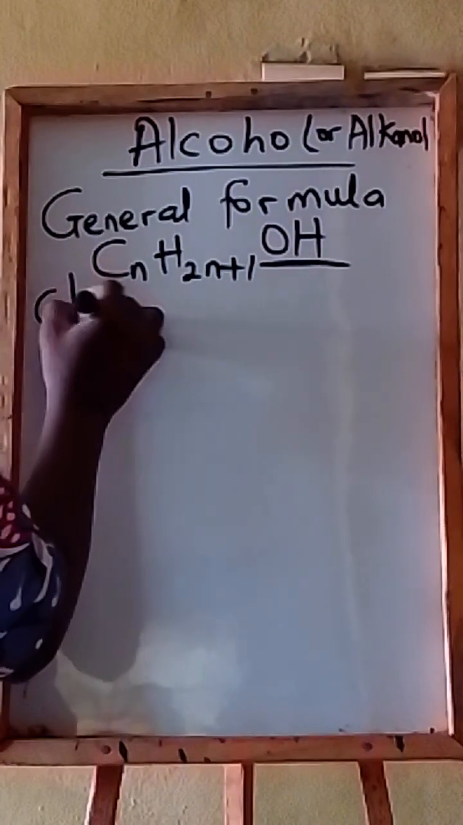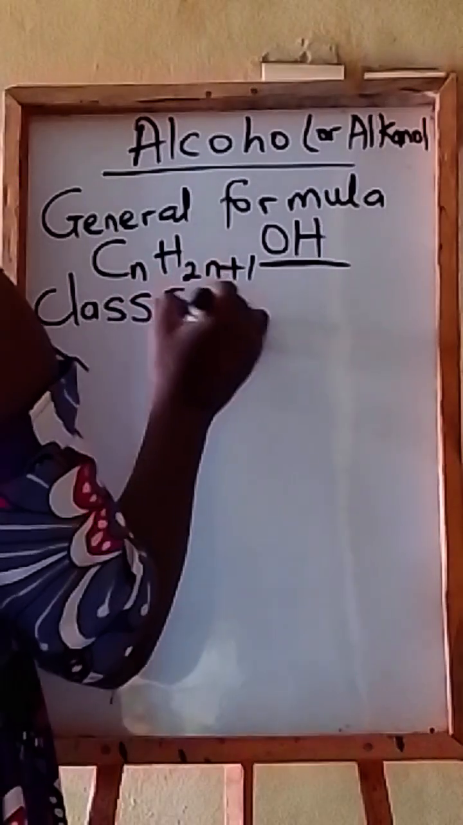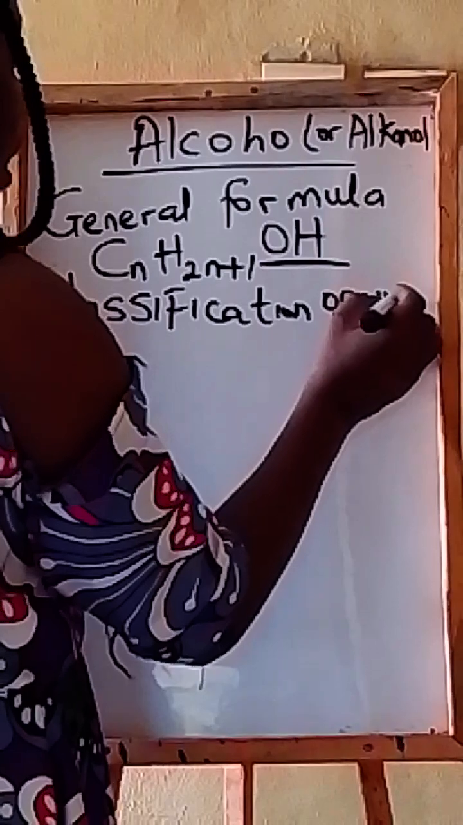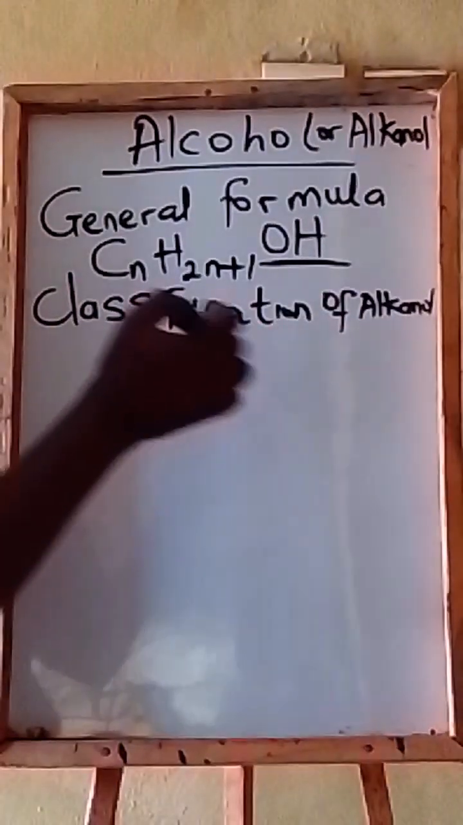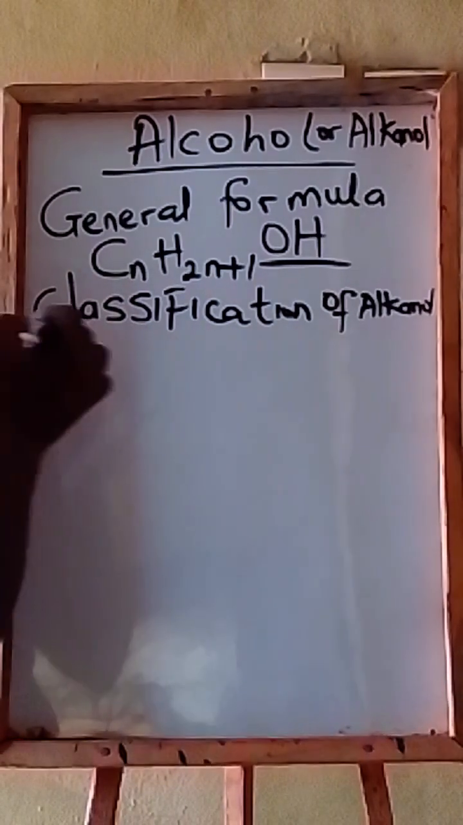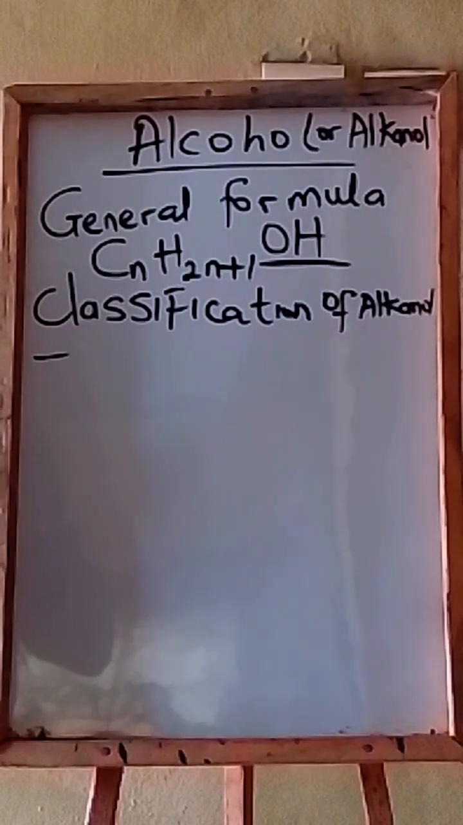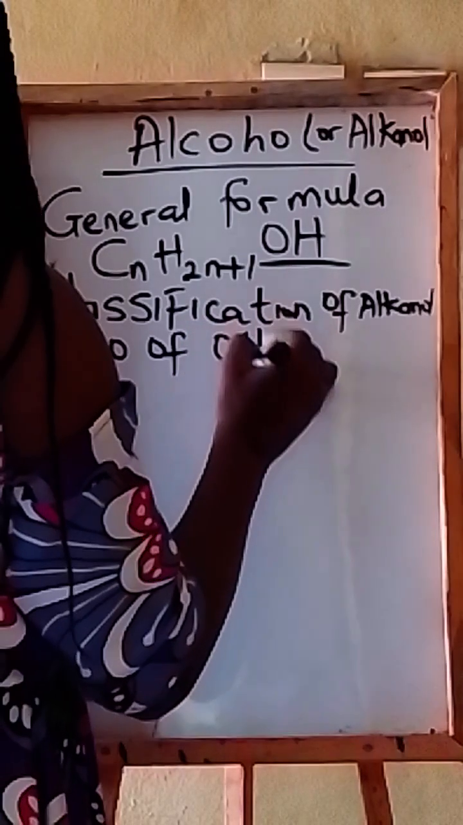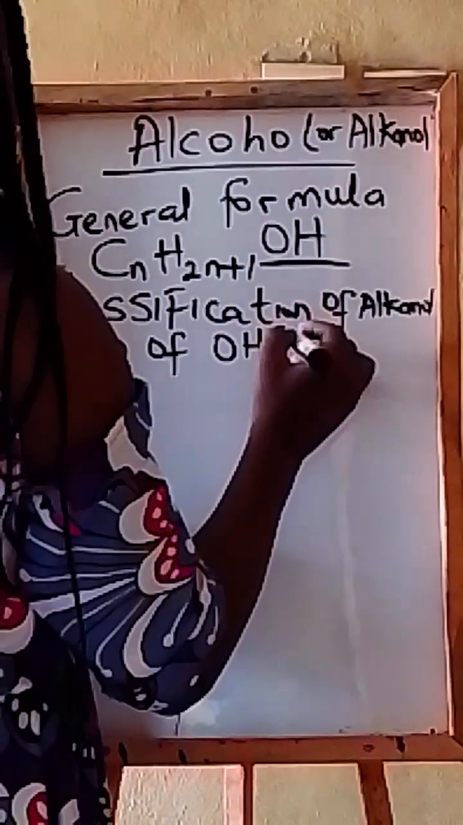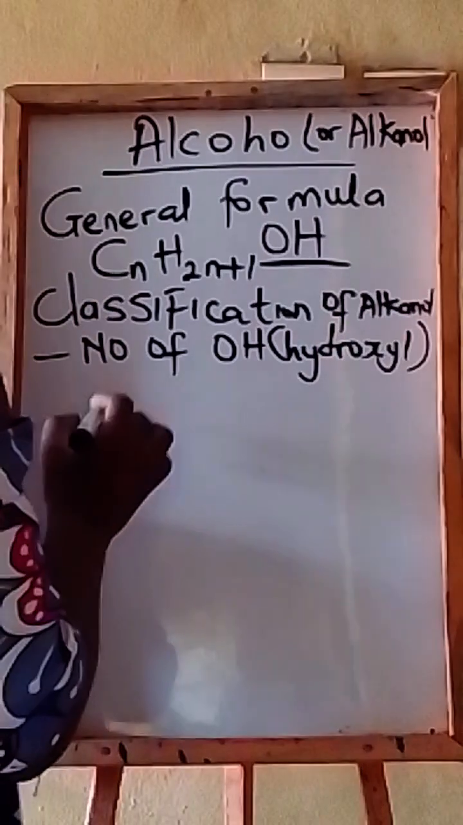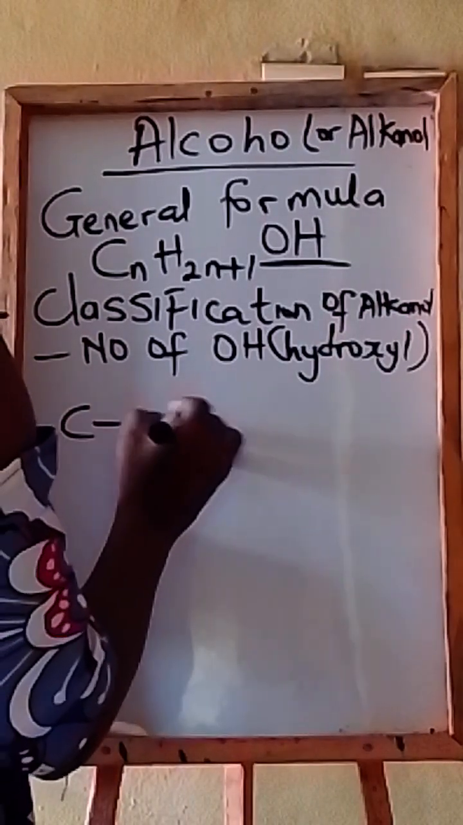So we want to look at the classification of alkanol. How do we classify alkanol? Now, we can classify it according to the number of OH, that means the number of hydroxy groups. That's number one. How can we classify? So we have something like this.